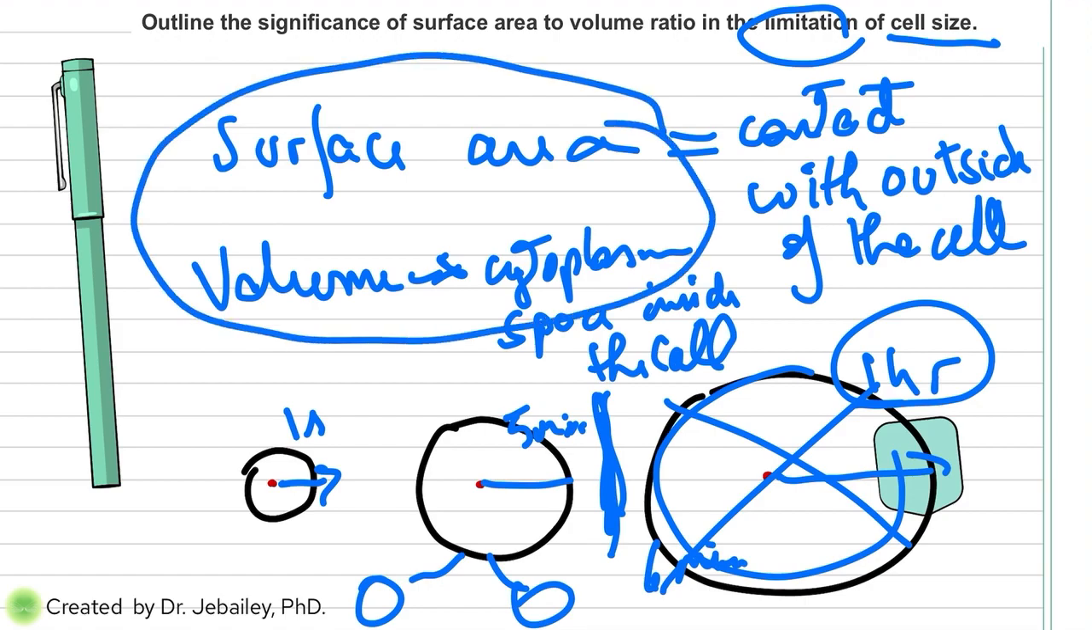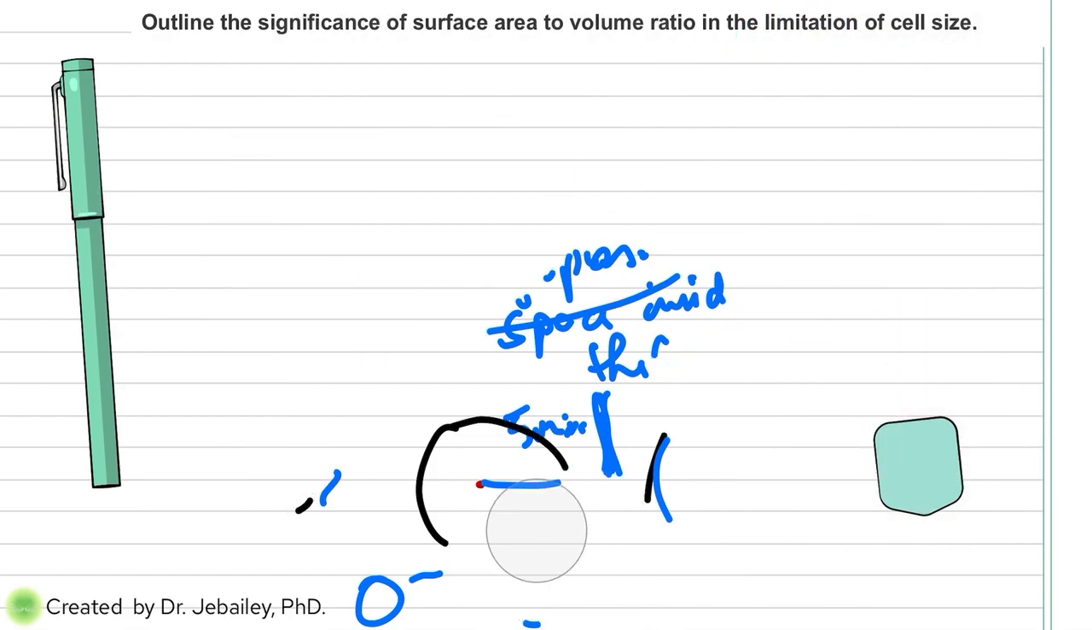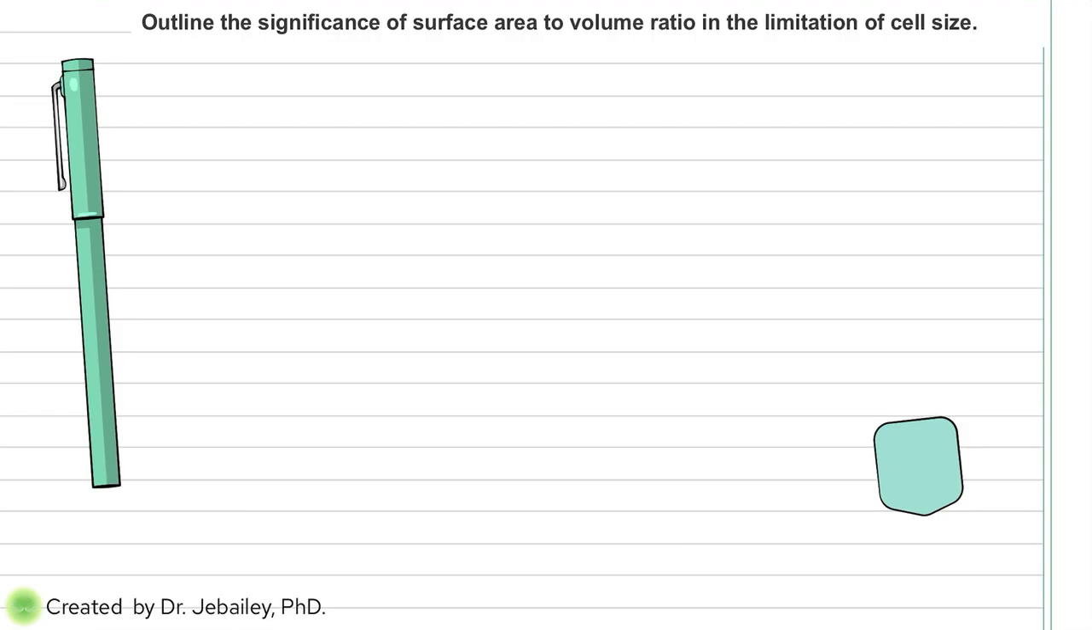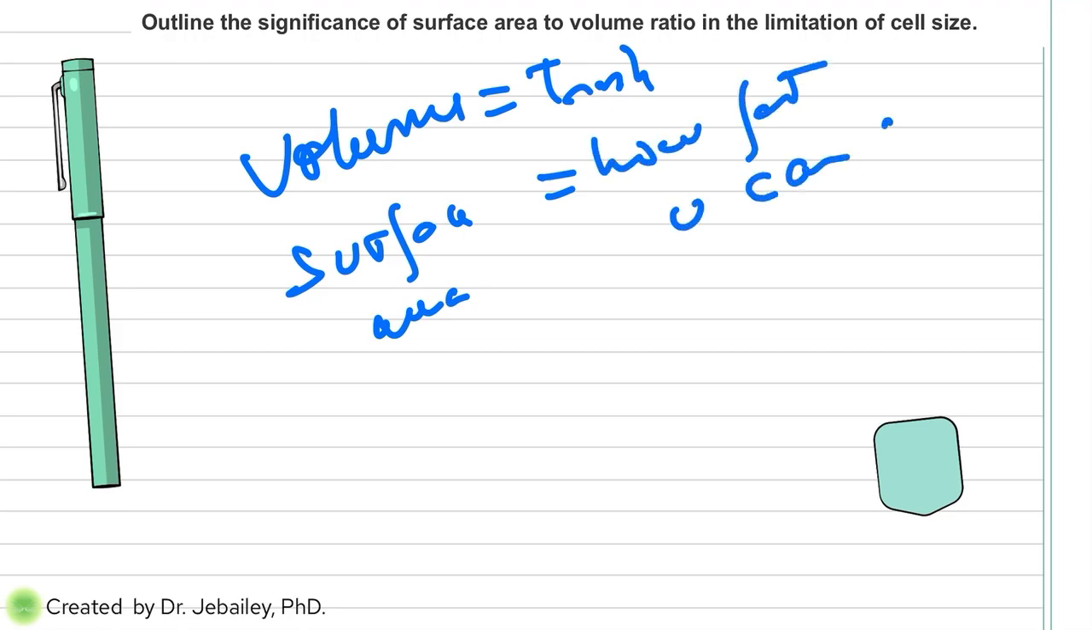What does that mean? Well, okay, I get the point that the toxic has to get out of the cell, but what are you trying to say with the surface area and the volume? What I'm trying to say here is this: think of volume as trash, and think of surface area as how fast you can get rid of it.